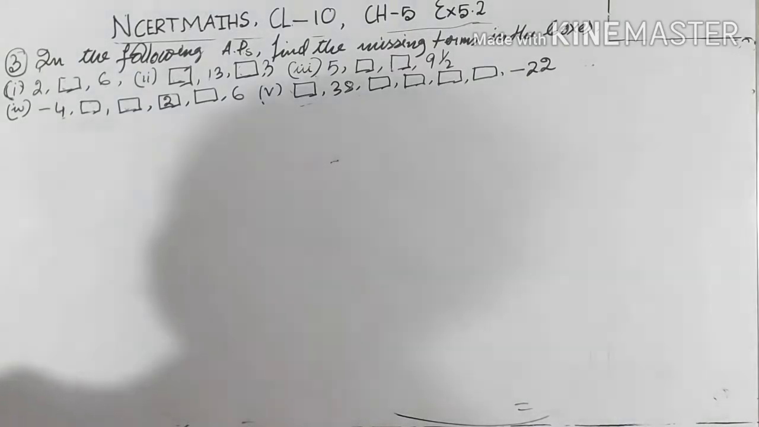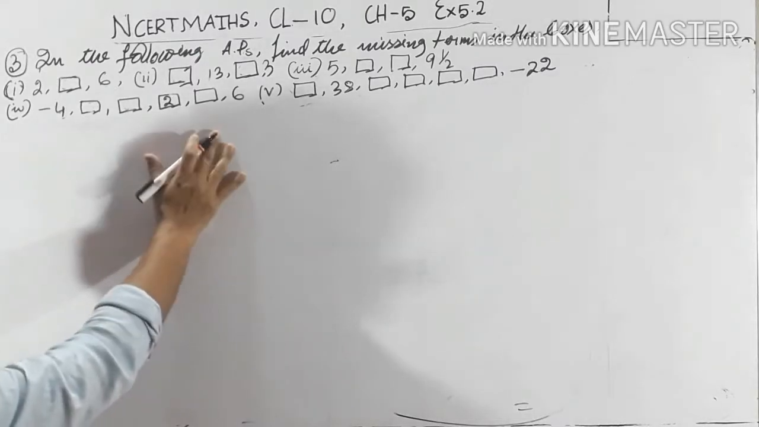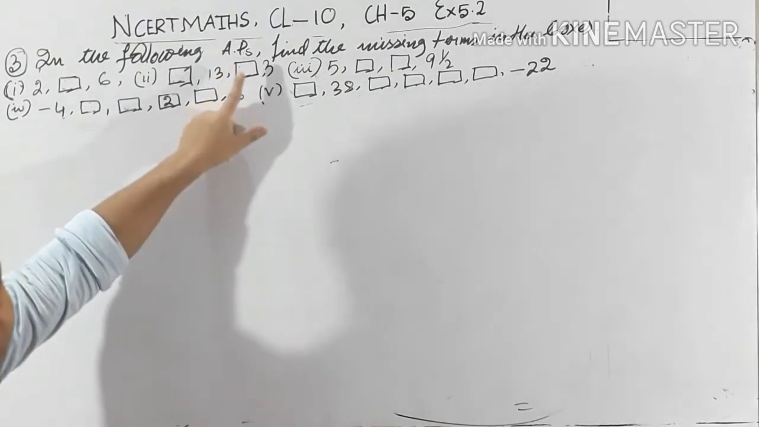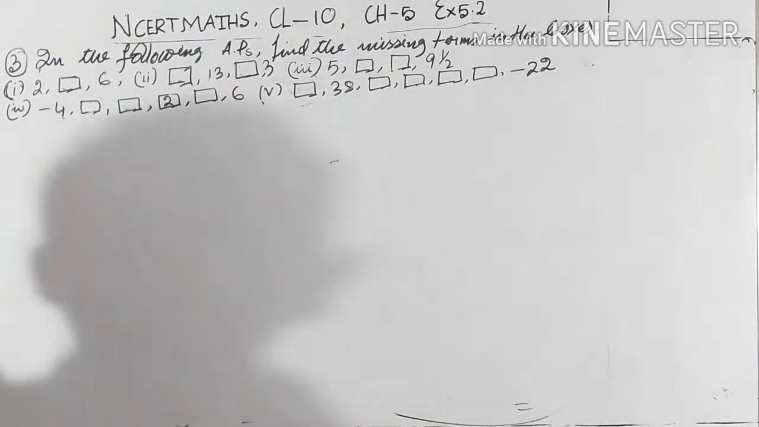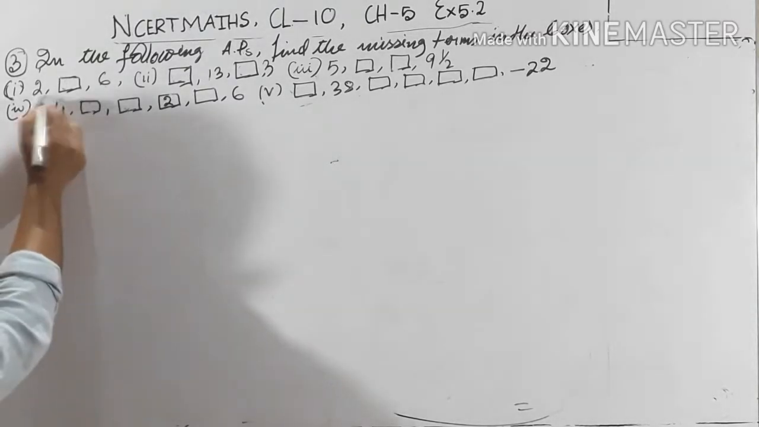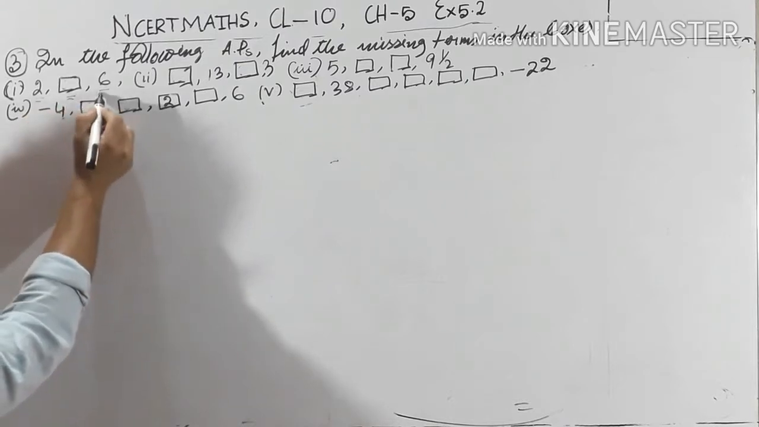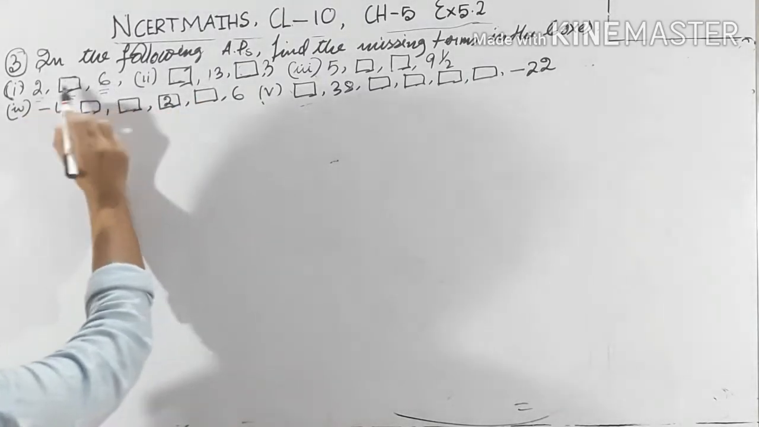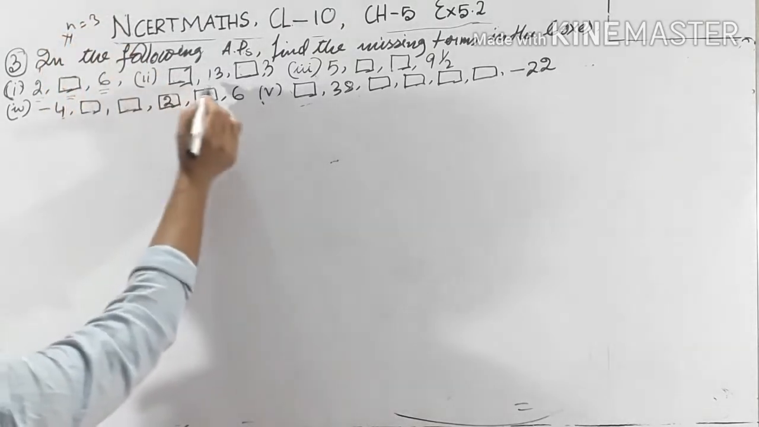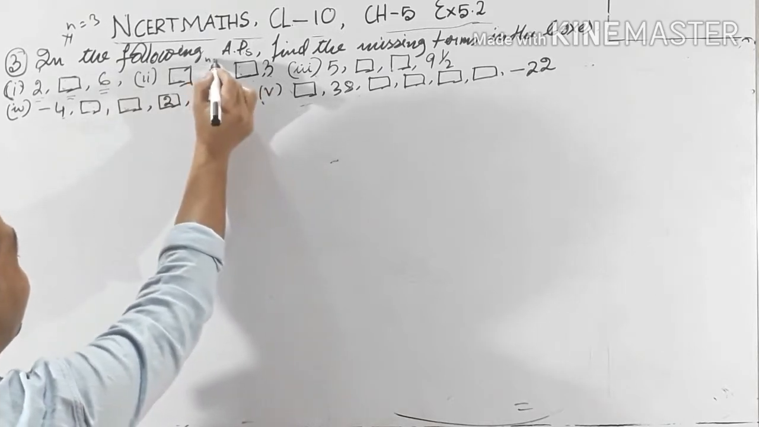So here, first, these are finite APs. All of them are finite APs, right? Why is it finite? Because it has a limited number of terms. In question Roman number 1, this is the first term, second term, and this is the third. Likewise, how many terms are there? Here n equals 3. Here first, second, third and fourth, so n equals 4, right?